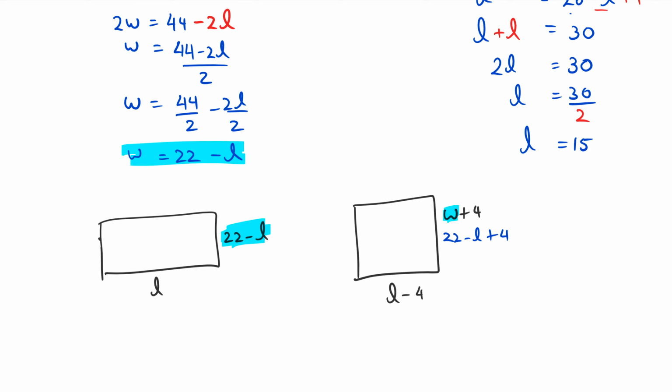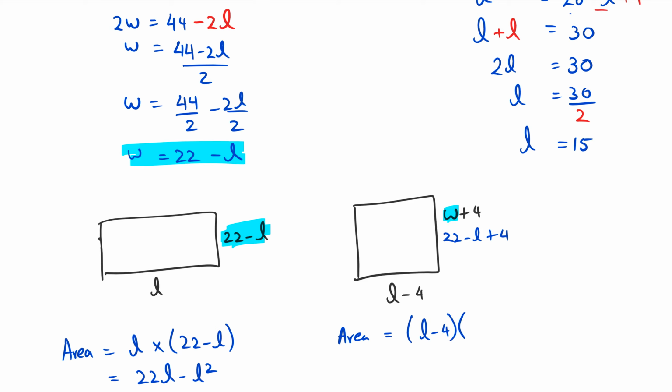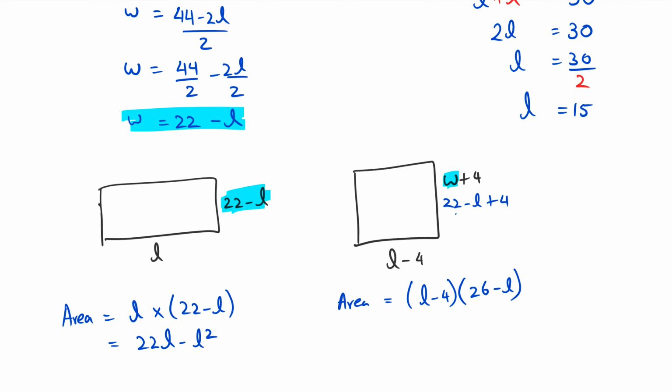So I've got the area of this rectangle here. The area of the rectangle is equal to base, which is length, times the height, which is 22 minus L. And this is going to end up looking like 22L minus L squared. As for the area of the square, I've got base, which is L minus 4, multiplied by the height, which is 22 plus 4, is 26 minus L. So expanding this, I'm going to get L minus 4. Sorry, I just realized it's going to be 26L minus L squared.